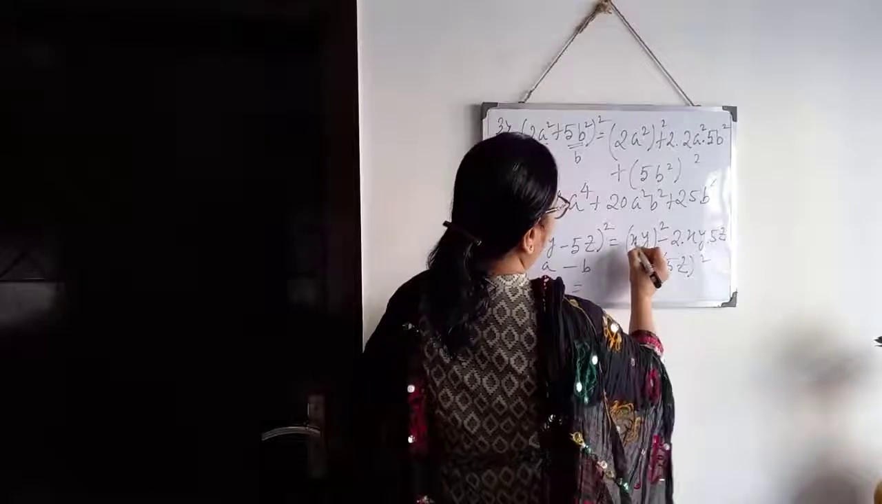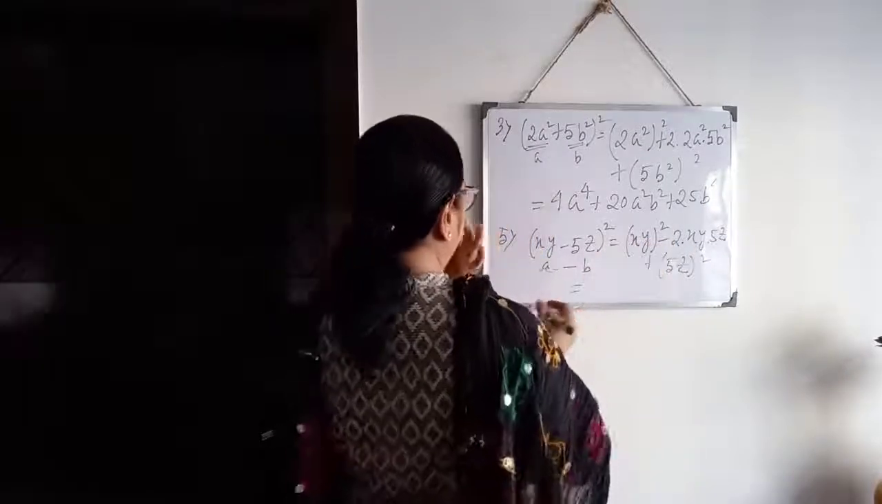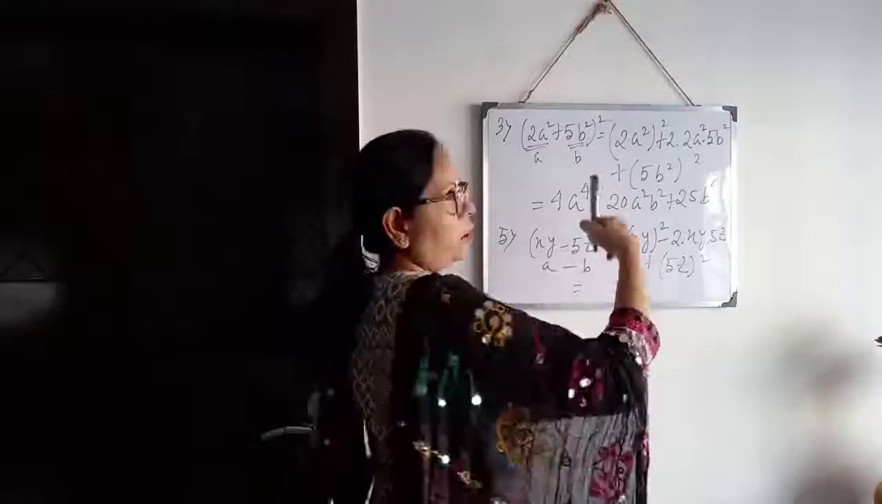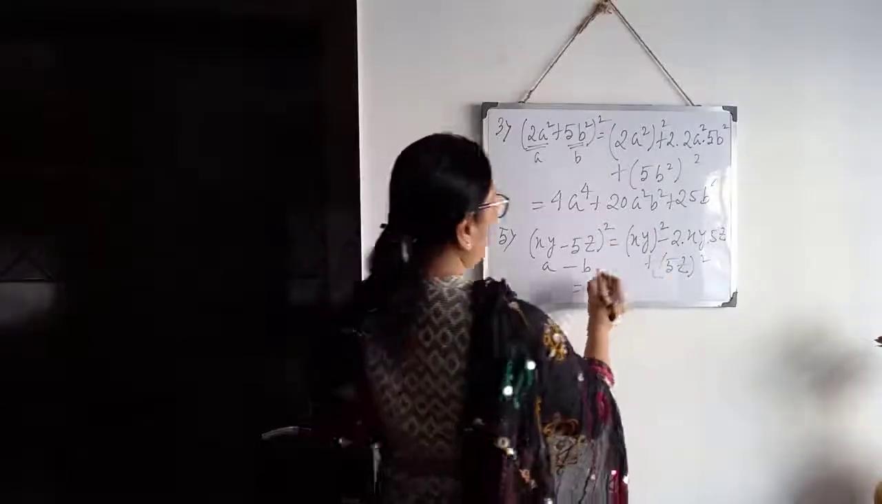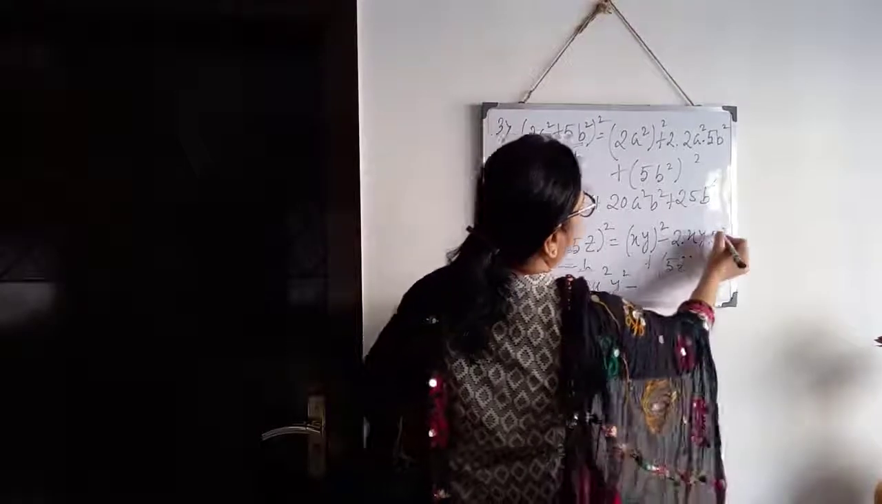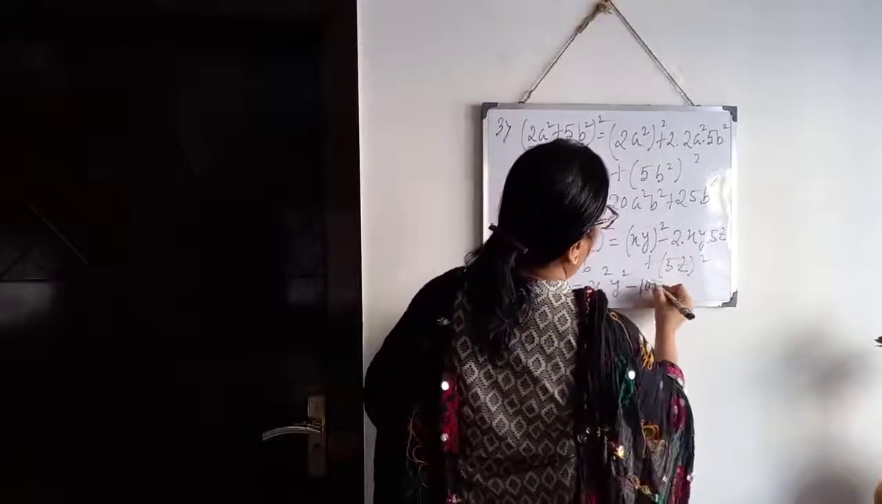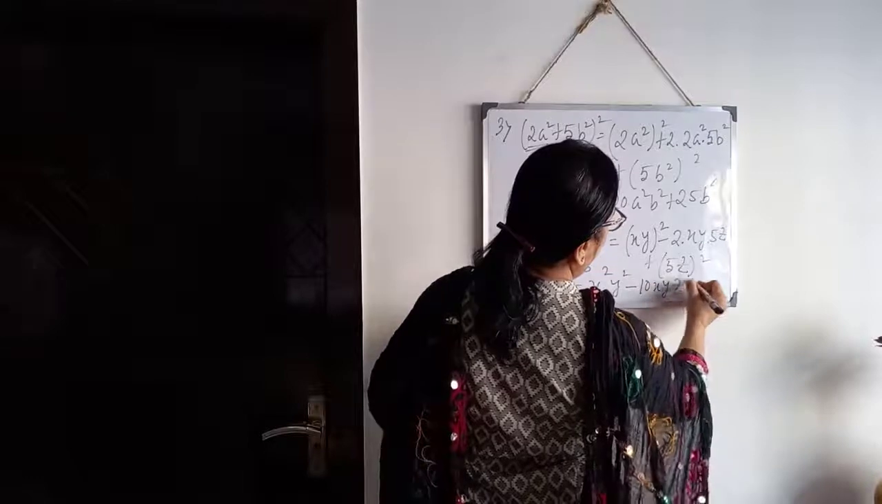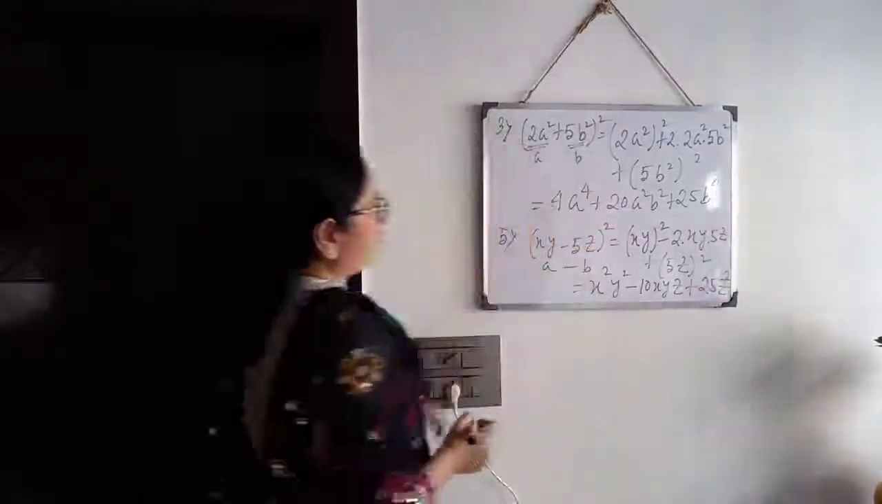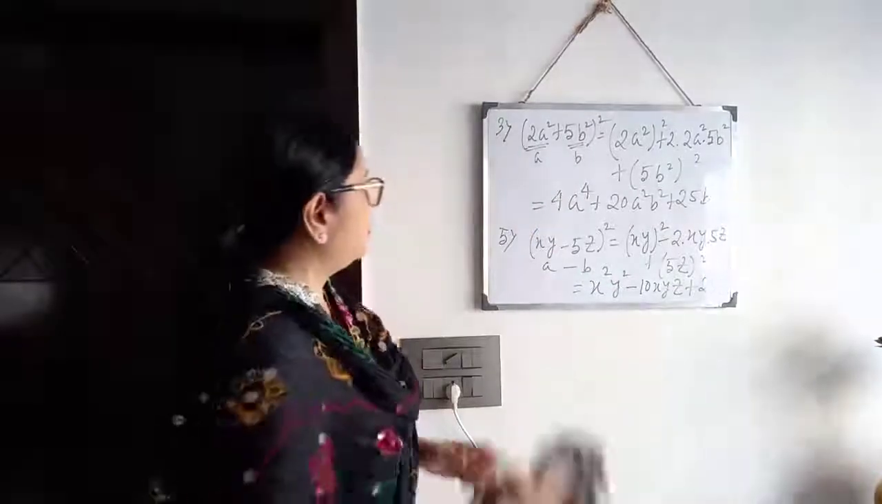Then you will open the bracket. Here don't make this mistake: (xy) whole square means x square y square, not xy square. Clear? x square y square minus, here 5 2s are 10, xyz, plus 25 z square. Clear?